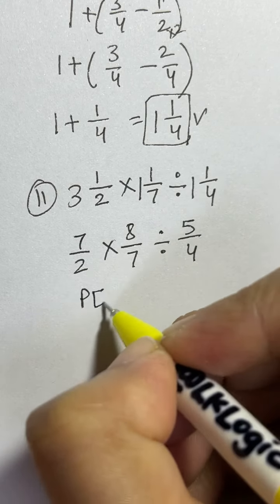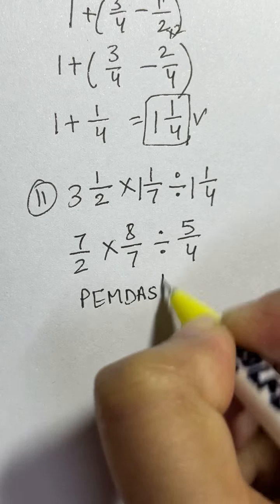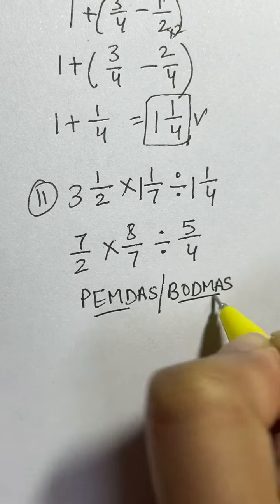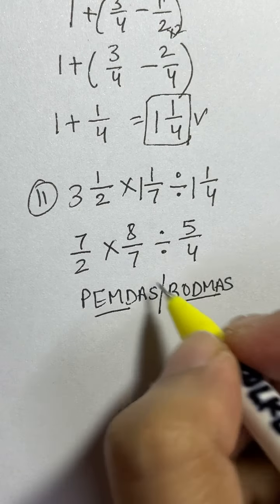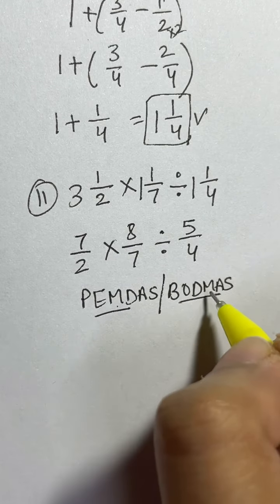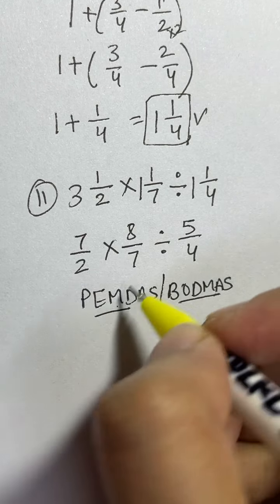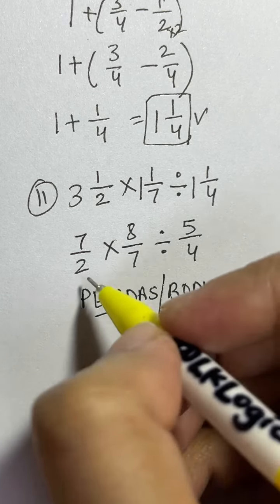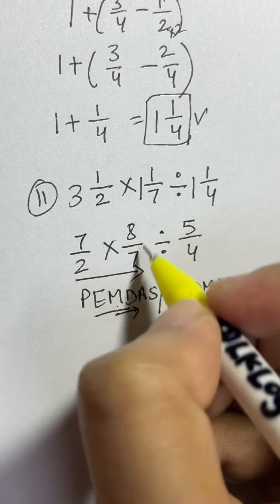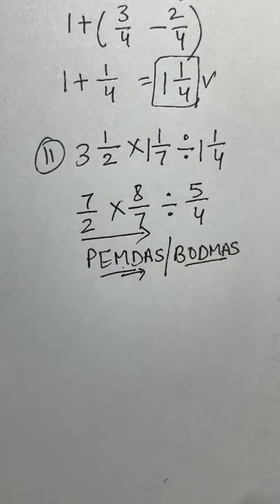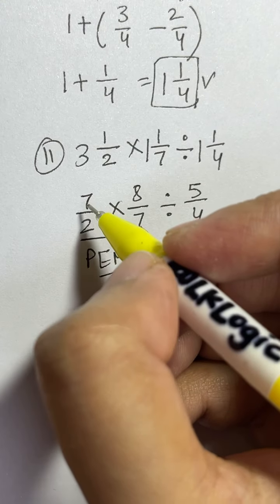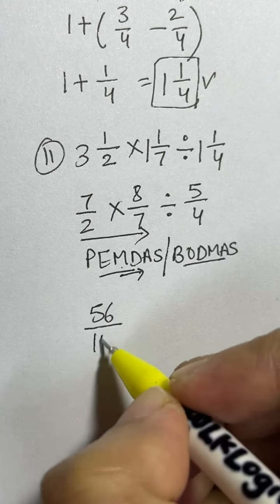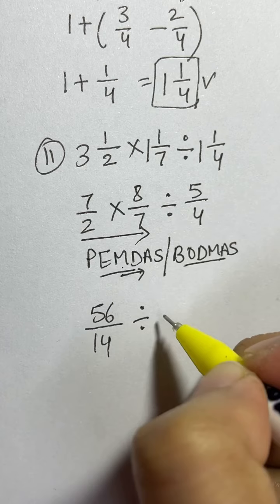Now use PEMDAS or BODMAS or BIDMAS, whatever you have studied. So what does it say? Parentheses or brackets first, exponents next, multiplications and divisions next. But multiplications and divisions go from left to right. Whenever you have them together, go from left to right. That means on the left side we have multiplication first. So 7 times 8 is 56, 7 times 2 is 14. So you got this, divided by 5/4.